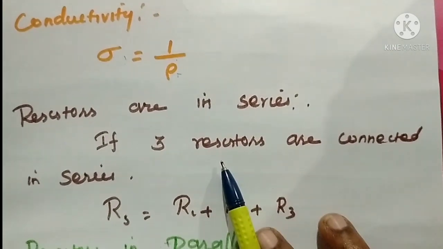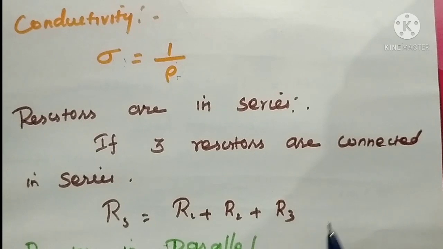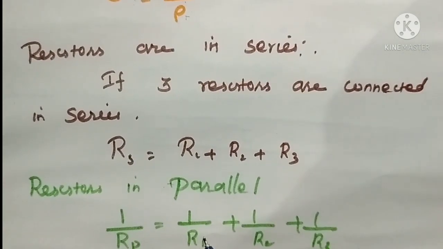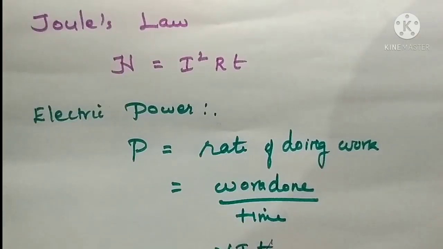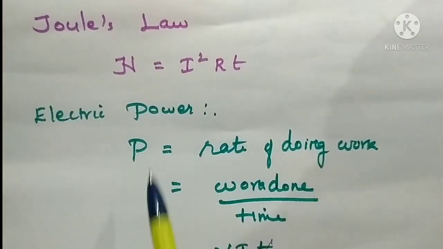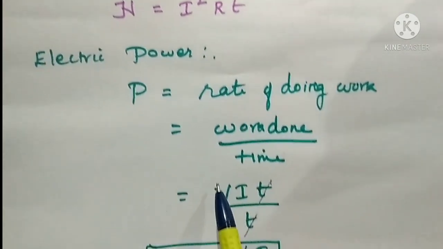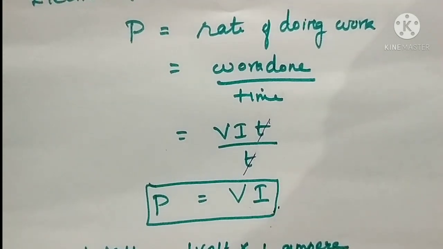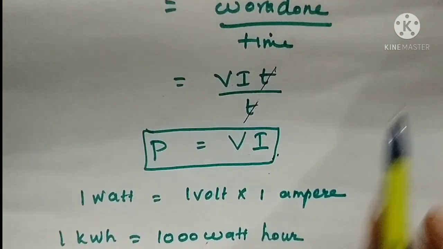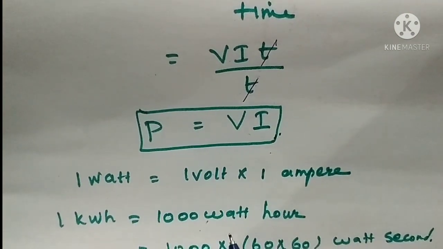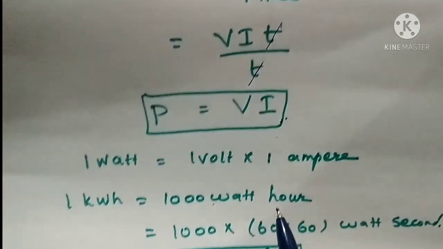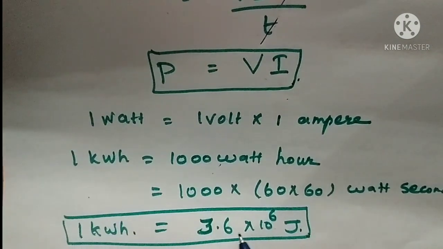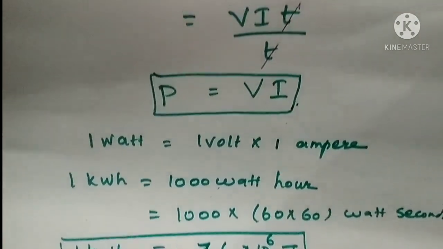Resistors in series, Rs is equal to R1 plus R2 plus R3. In parallel, 1 by Rp is equal to 1 by R1 plus 1 by R2 plus 1 by R3. Joule's law, H is equal to I square RT. Electric power, what's the formula? Work done by time, so power is equal to voltage into current. And 1 kilowatt hour is equal to 1000 watt hour, which is also equal to 3.6 into 10 to the power 6 joule.